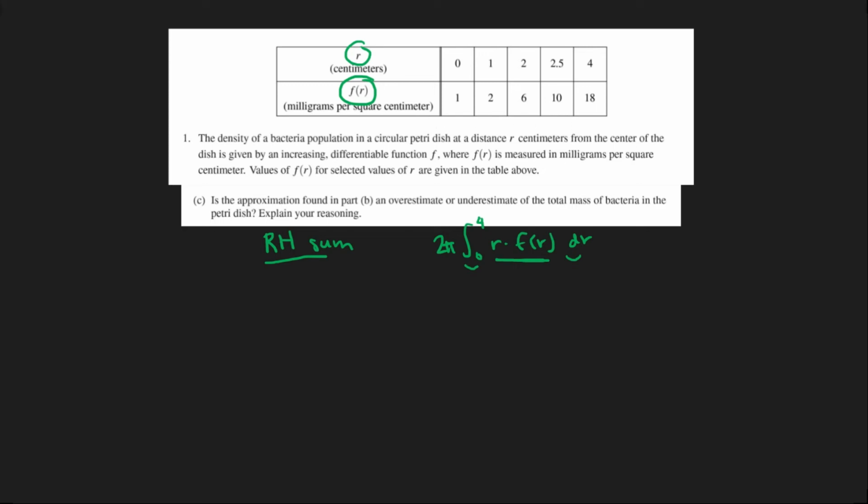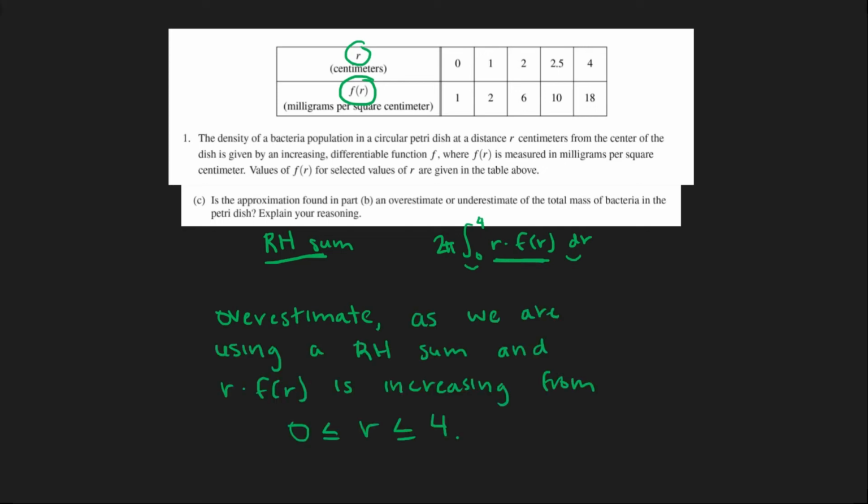So we can write that it is an overestimate because we're using a right-hand sum, and R times f of R is increasing. So let me just quickly write that out. So here would be our answer. Overestimate, as we are using a right-hand sum, and R times f of R is increasing from 0 to 4. And it's always good to just be particular with these things, writing the domain here.